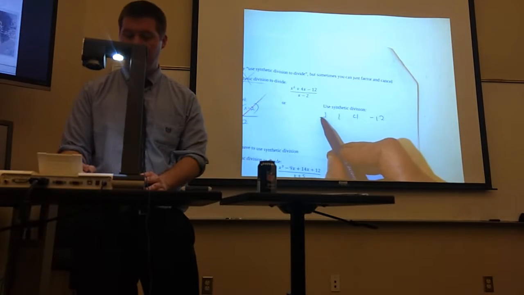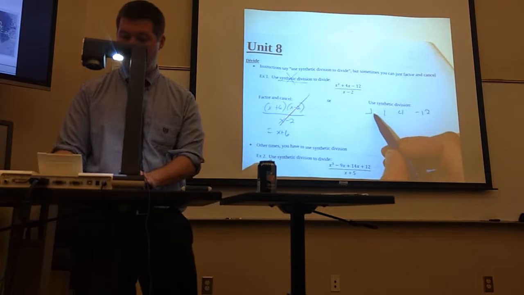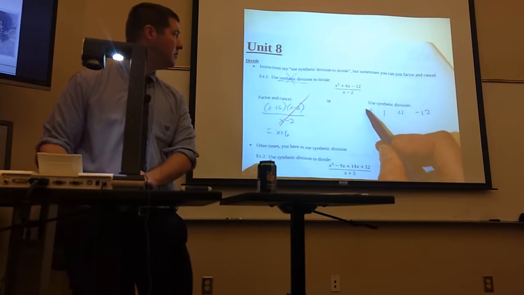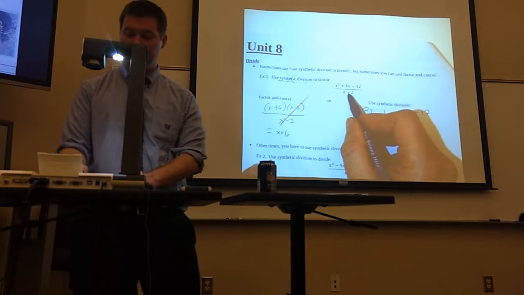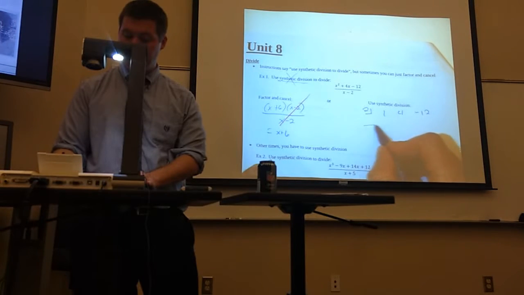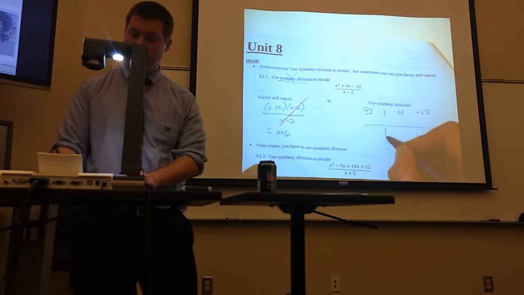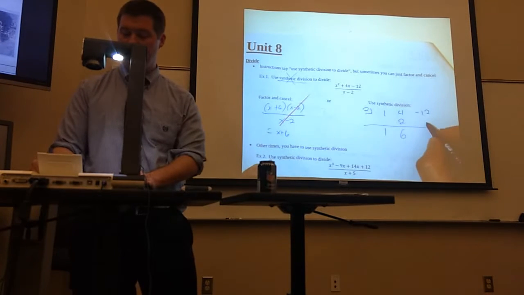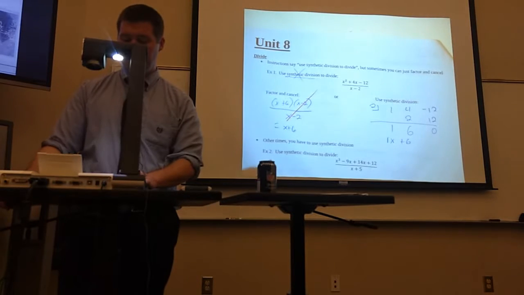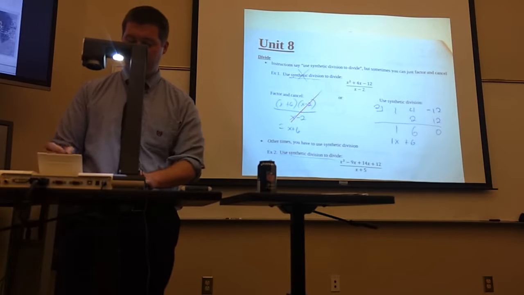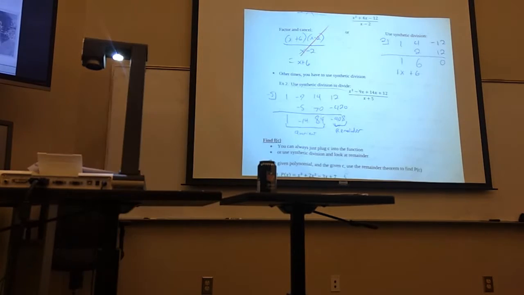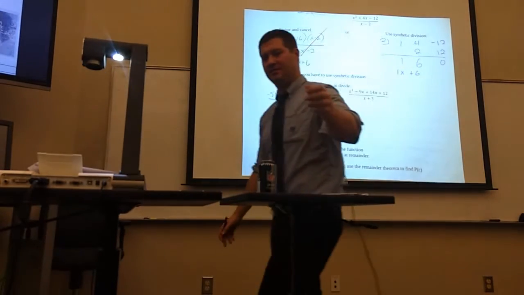And then in my little box over here, what number goes here? 2. Very nice. Remember, we have to change that sign. So bring down the 1, multiply, add, multiply. So yeah, for some of these you have to do synthetic division. Well, I don't know. Could this factor? No, it's not.